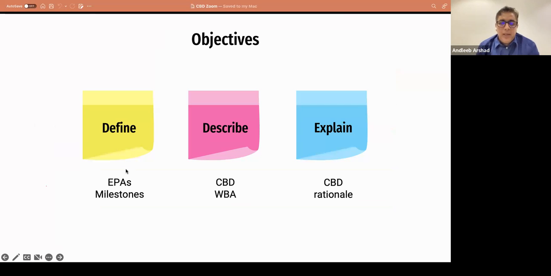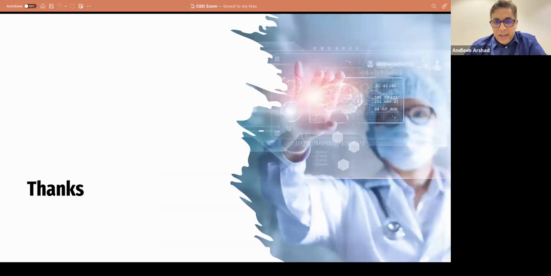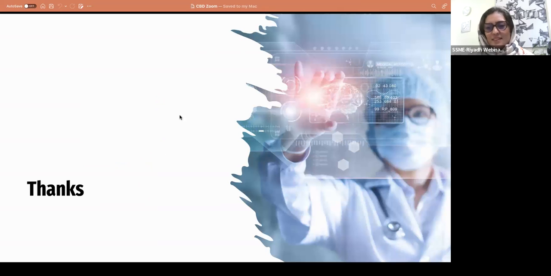So what we did today is we defined EPAs and milestones. We described what competency by design is. It's mapping all those milestones in the form of EPAs. We saw workplace-based assessment and the forms. We saw that the EPAs, even from the very beginning, talked about their assessment before moving into the milestones. So there is a huge component of workplace-based assessment in competency by design. And of course, the rationale: why we need competency by design. I think I've done it. So if there are any questions.